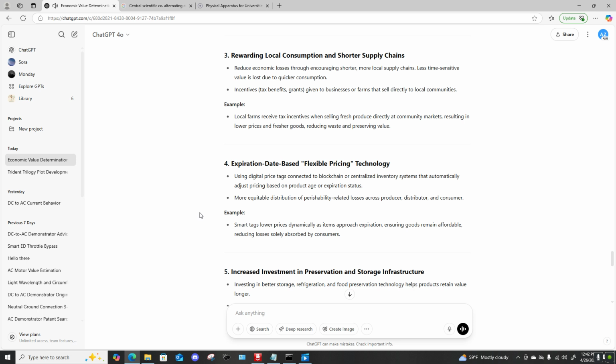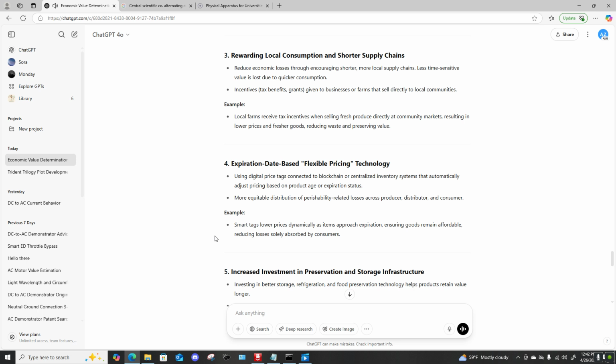And 4, expiration date-based flexible pricing. Using digital price tags connected to blockchain or centralized inventory systems that automatically adjust pricing based on product age or expiration status. More equitable distribution of perishability-related losses across producer, distributor, and consumer. Example, smart tags lower prices dynamically as items approach expiration, ensuring goods remain affordable, reducing losses solely absorbed by consumers.